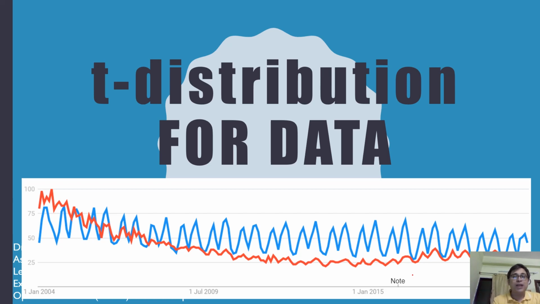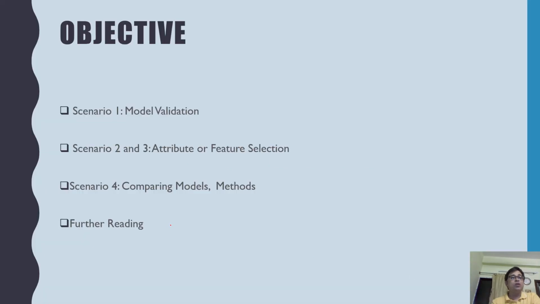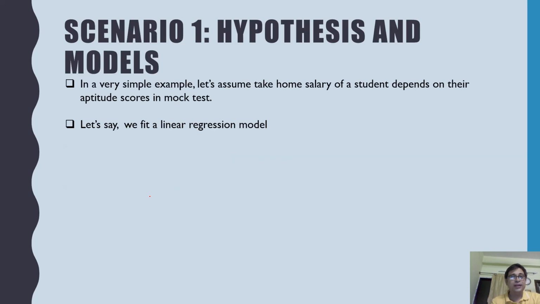Let's see what are the different scenarios where we can use t-test. One of the scenarios is validation of a model. The next two scenarios are in feature selection or attribute selection. Scenario 4 is about how we can compare two models or two methods using t-test or t-distribution. And then I will point your interest at some of the very important further readings. Alright, so first, model validation.